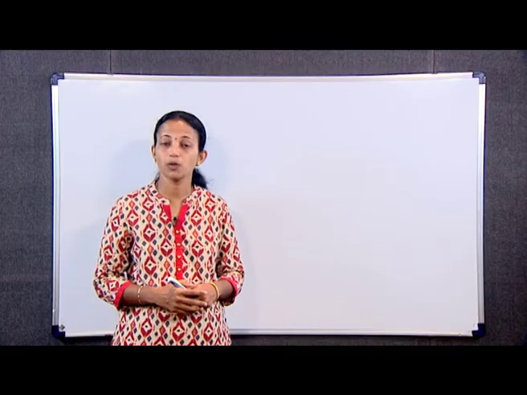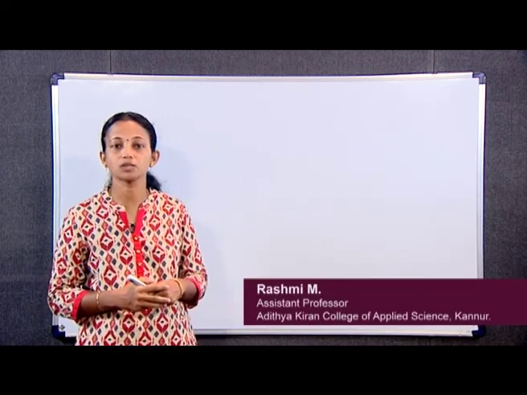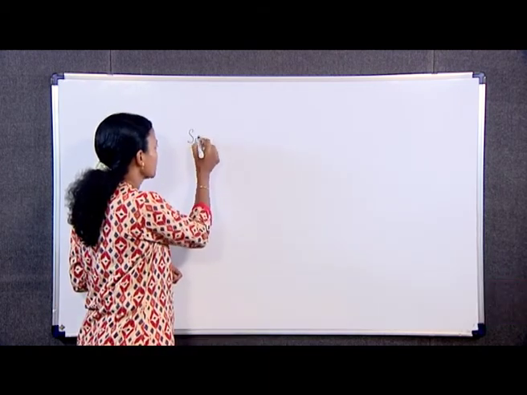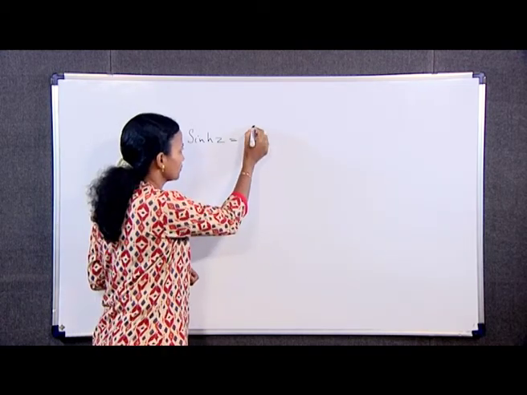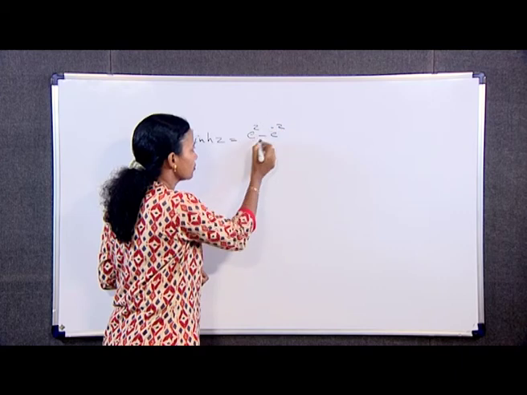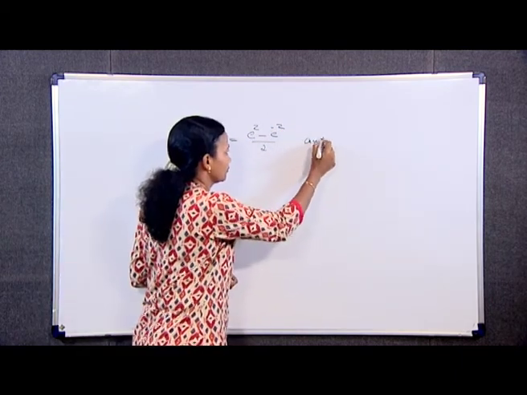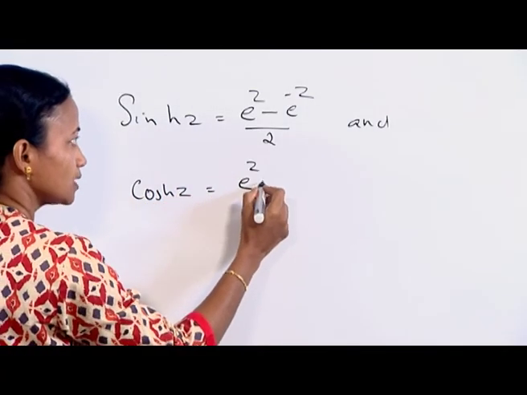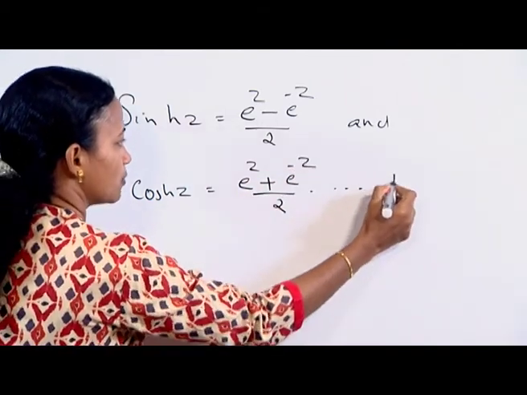Welcome friends. Here we discuss hyperbolic functions. The hyperbolic sine and hyperbolic cosine of a complex variable z are defined by sinh z is equal to (e^z minus e^(-z)) by 2, and cosh z which is equal to (e^z plus e^(-z)) by 2. Mark it as equation number 1.